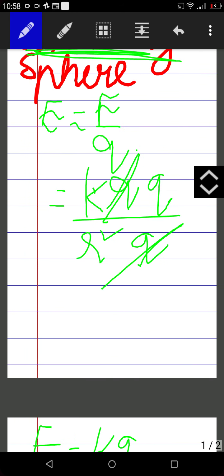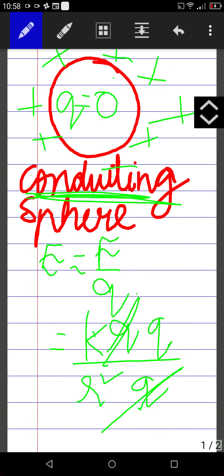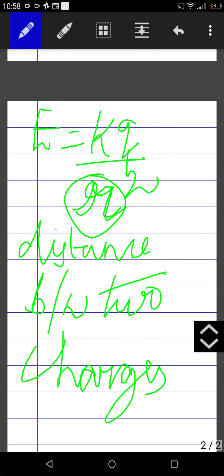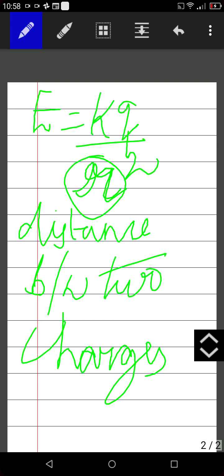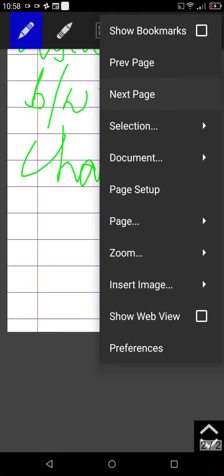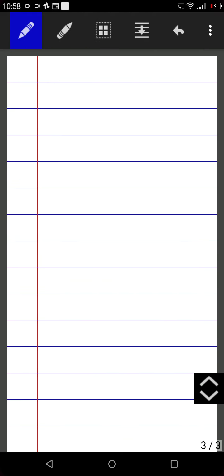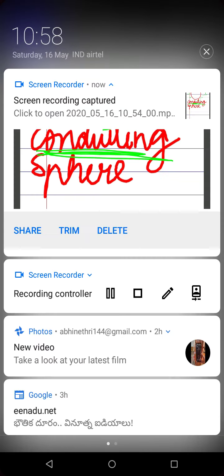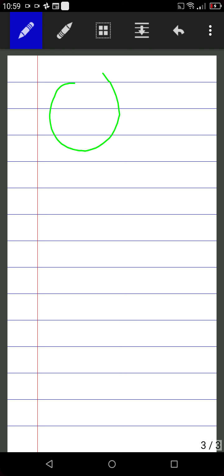Here we have seen that the charge inside is 0. You can see here the charge inside is 0. So in the place of Q, we can write, wait. Now first we will see what we are considering. Once again I will tell.